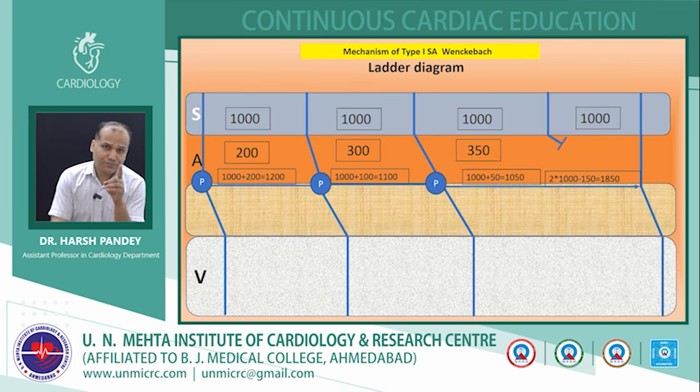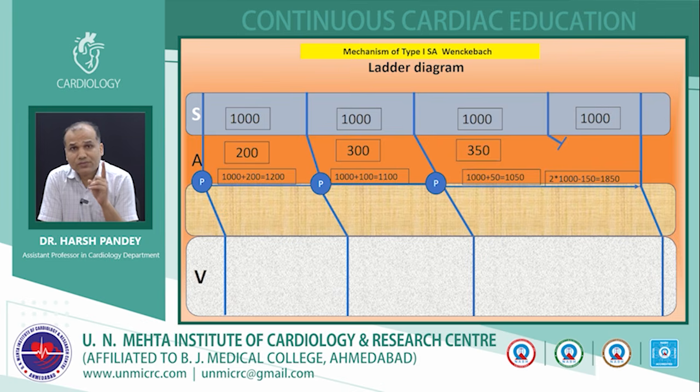You can see the increment in the first beat was 100 milliseconds, and in the second beat it was 50 milliseconds. So the total increment was 150 milliseconds. You have to subtract this 150 from 2 into 1000 milliseconds of sinus nodal discharge. So it will be 1850. It is less than twice the PP interval. So that is what we discussed prior.